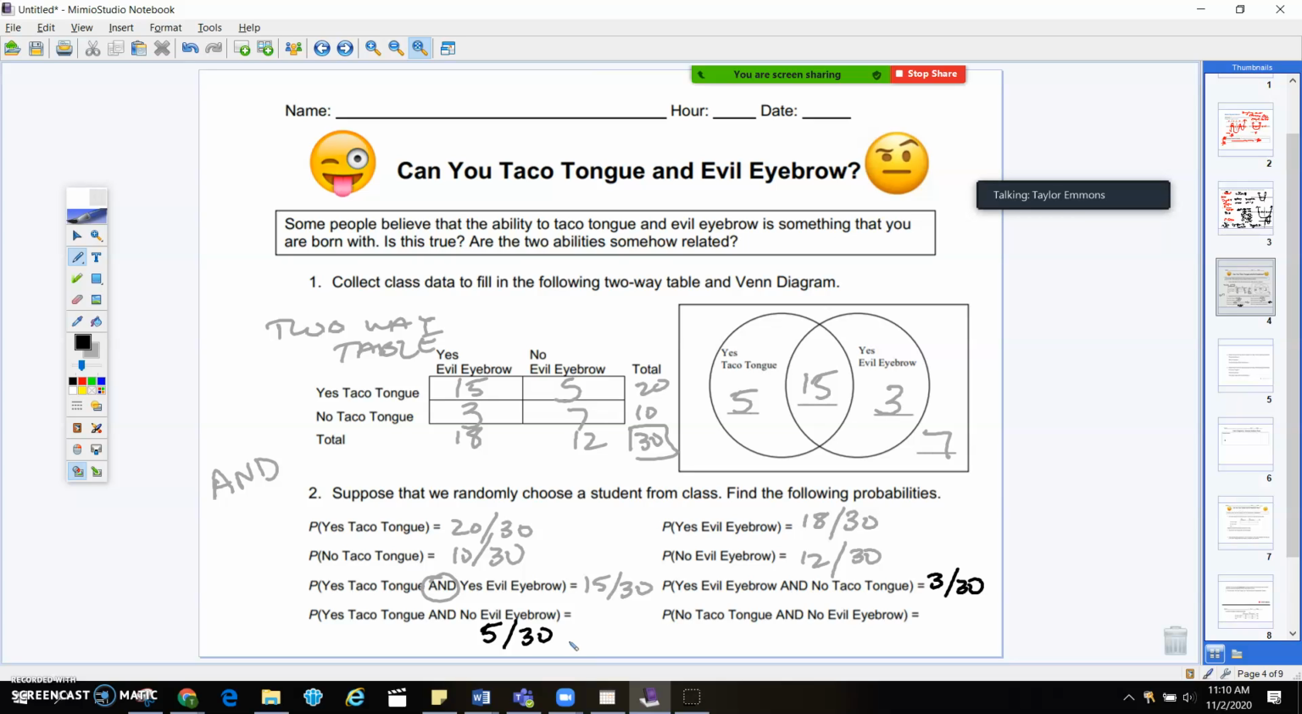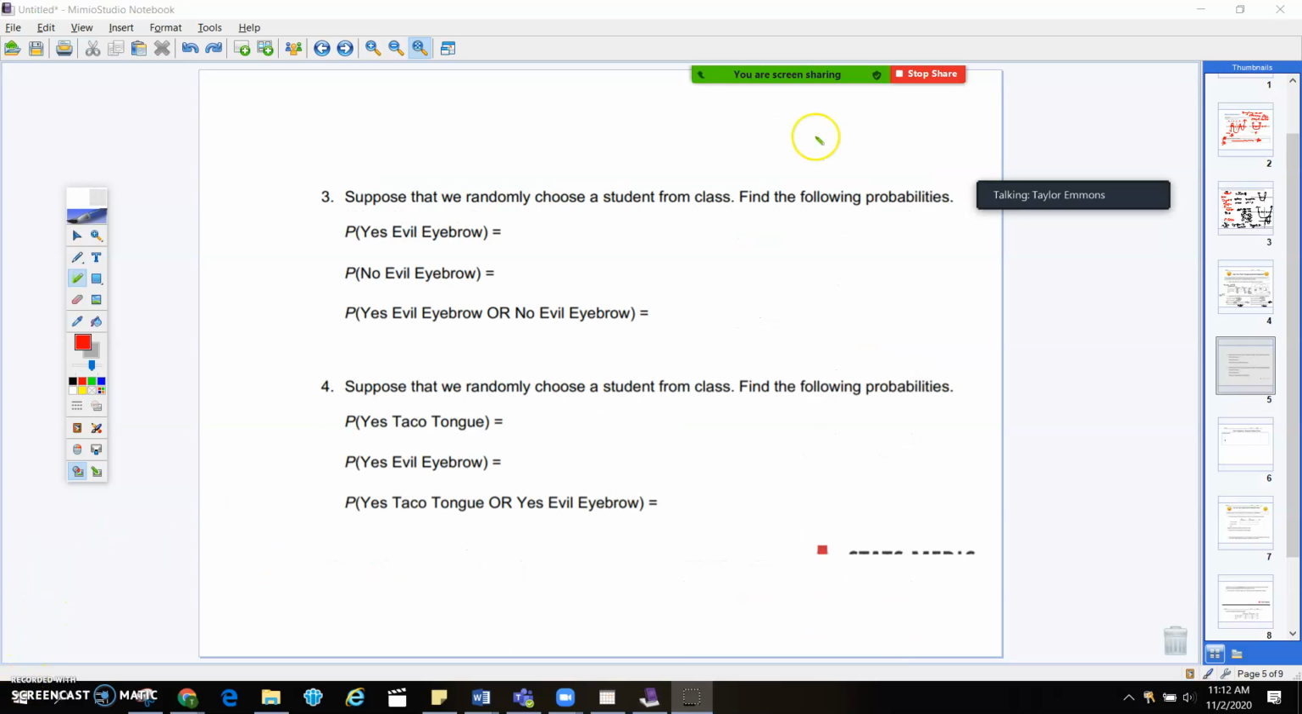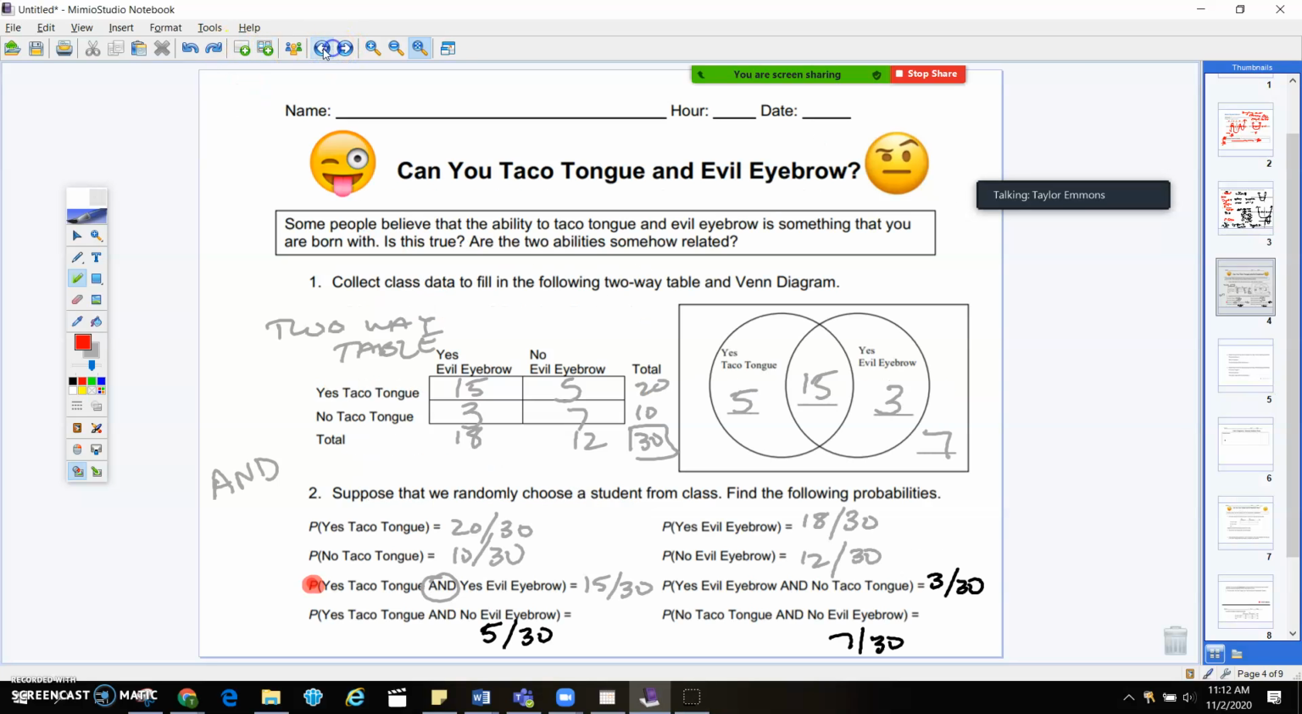And the last one, no taco tongue and no evil eyebrow, which is going to be the 7 out of 30. Suppose that we randomly choose a student from class. Find the probabilities. So the probability of an evil eyebrow, okay? So how many people did we have that could evil eyebrow?